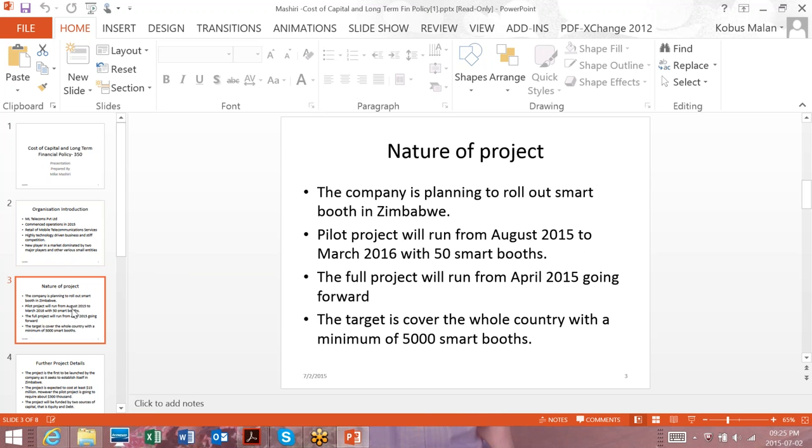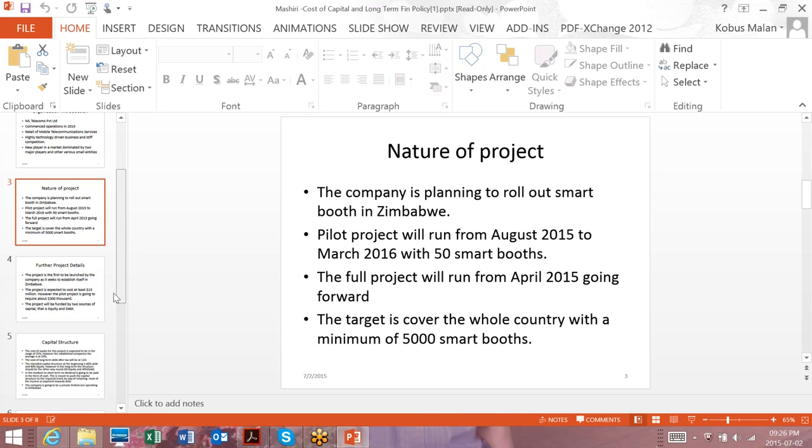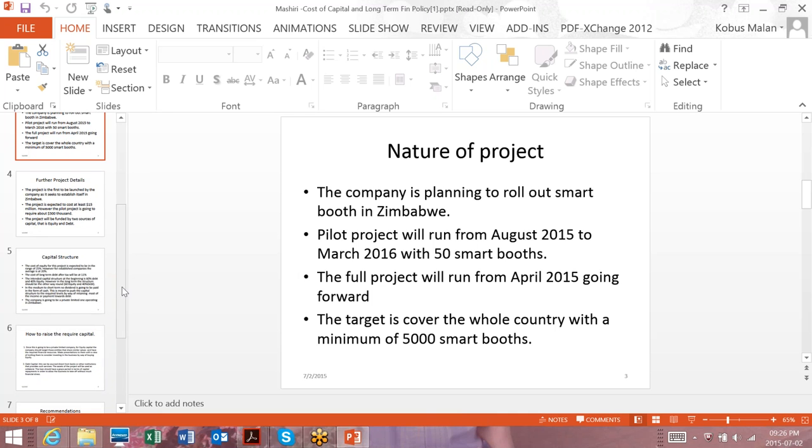Okay. Then the company is planning to roll out a smart book in Zimbabwe, and to kickstart this process, there's going to be a pilot project which will run from August 2015 to March 2016 with about 50 smart books. Then upon the success of the pilot project, the full project will be rolled out throughout the country. The target is to cover the whole country with a minimum of 5,000 smart books.